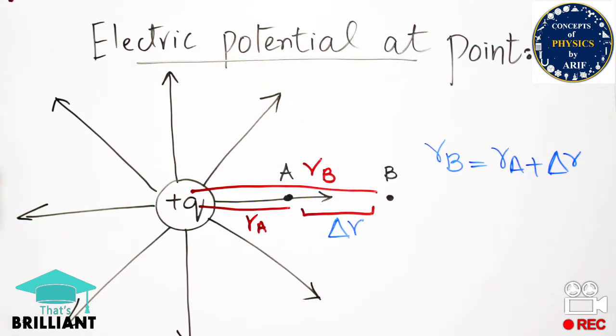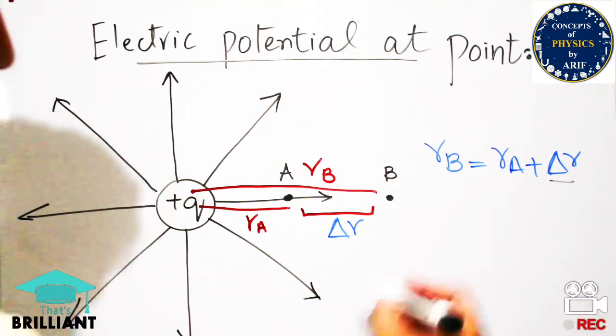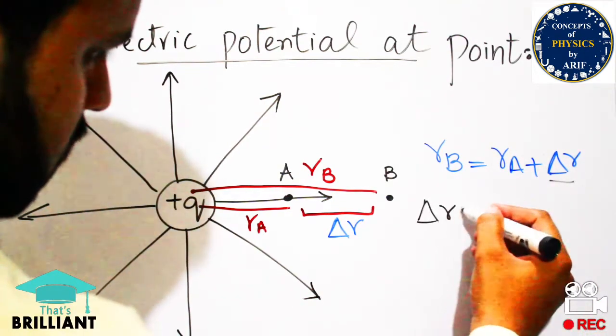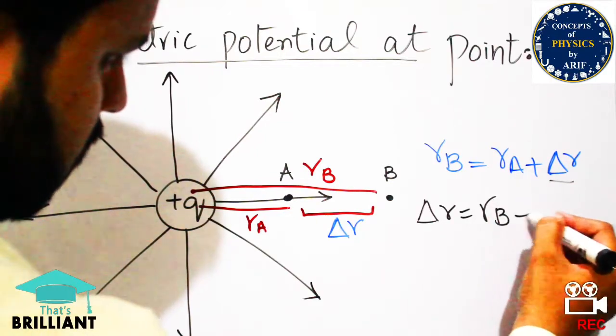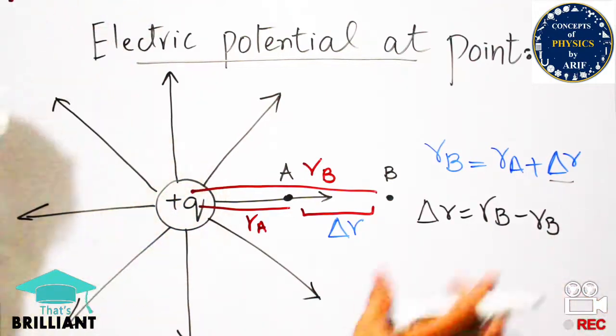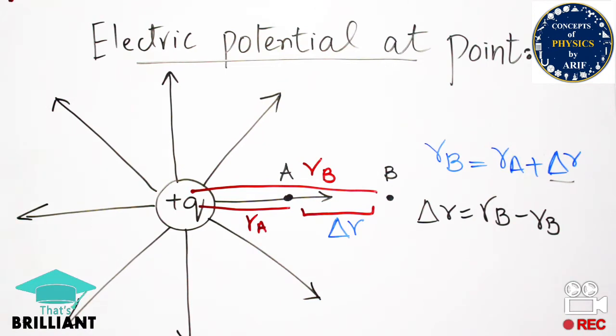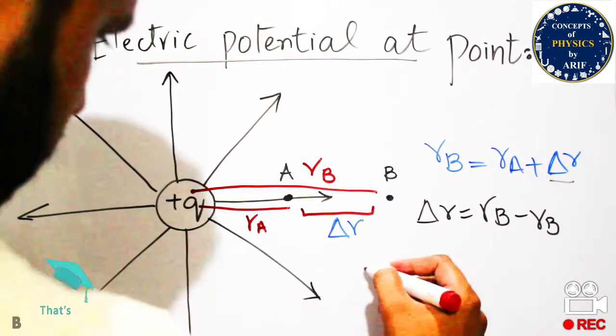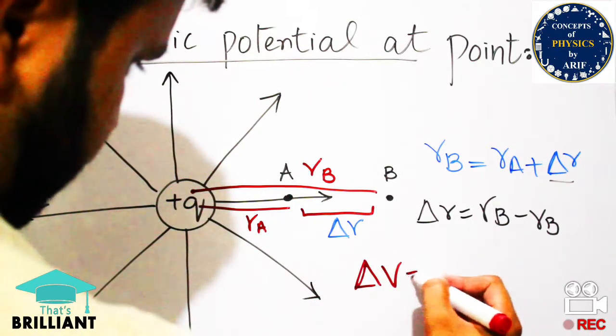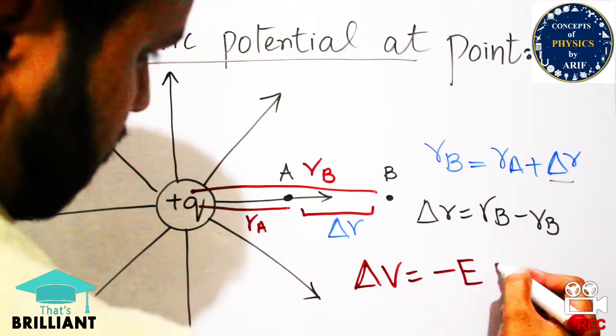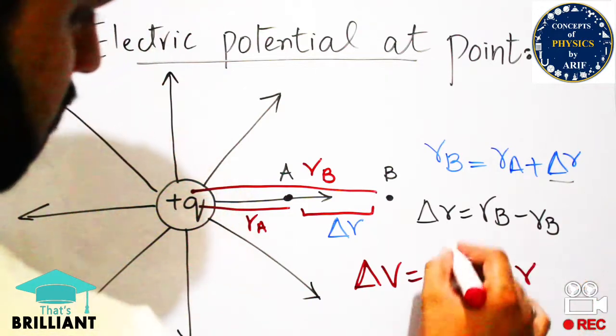So the distance between the center or origin and point A is RA, and the distance from the center to point B is known as RB, and the difference between RB and RA is known as delta R. So the total distance RB is equal to RA plus delta R, and delta R will be RB minus RA. It is in mistake.